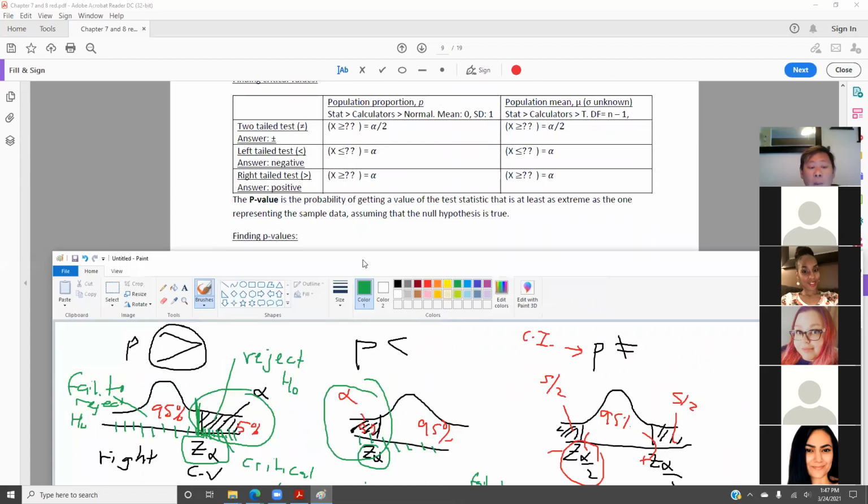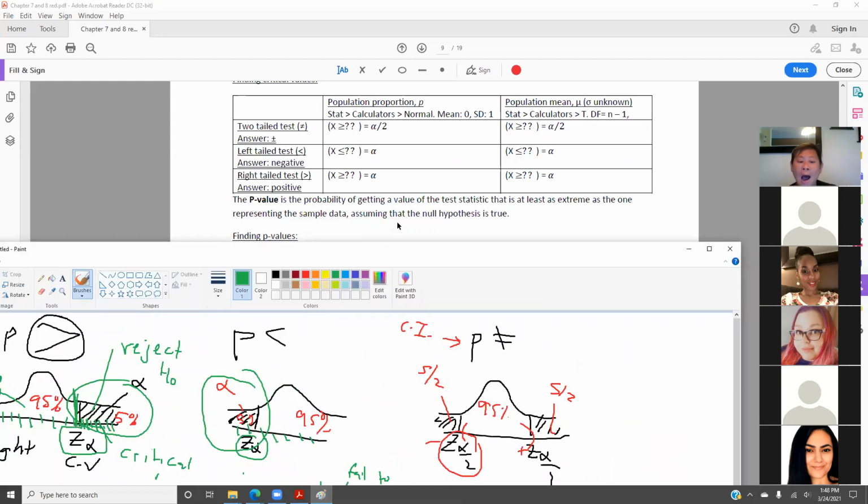And next thing we're going to talk about is p-value. A p-value is the probability of getting a value as extreme or more, assuming that the null hypothesis is true. So p-value is telling us how far the probability can go till you figure out, you know what, something is not going right here.